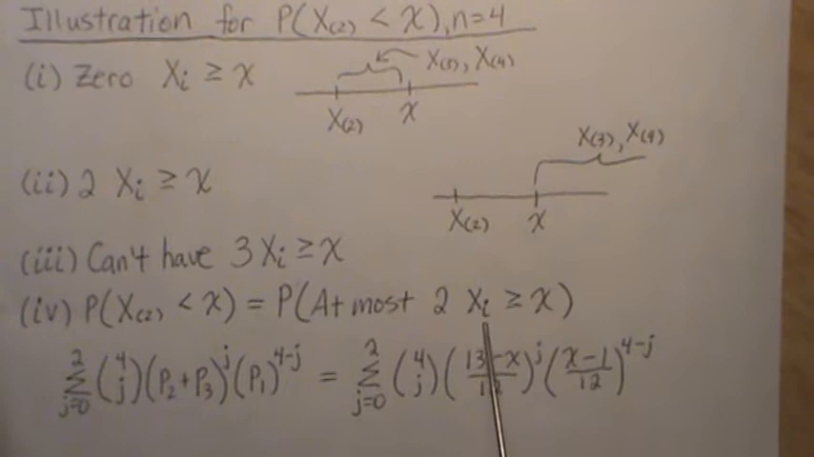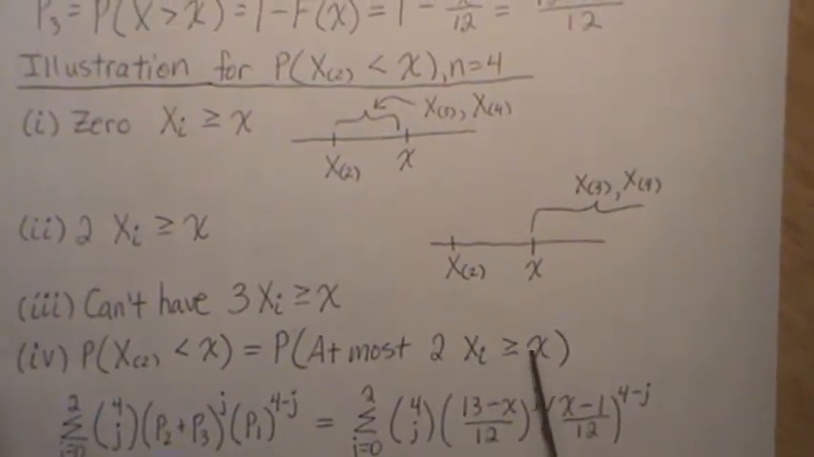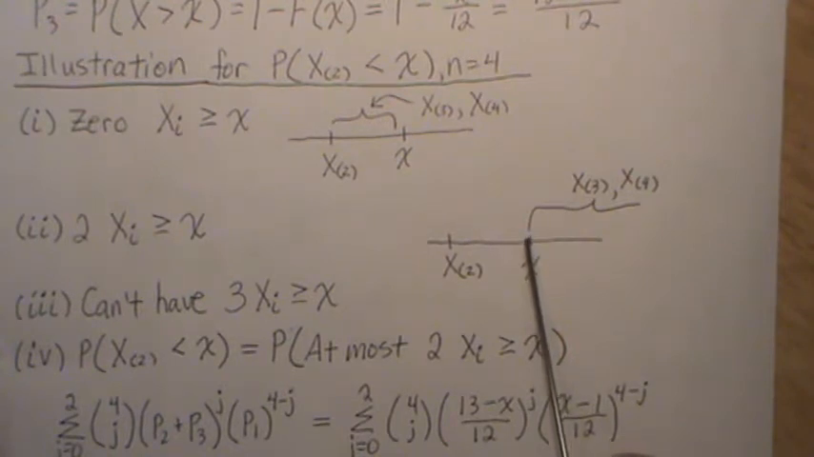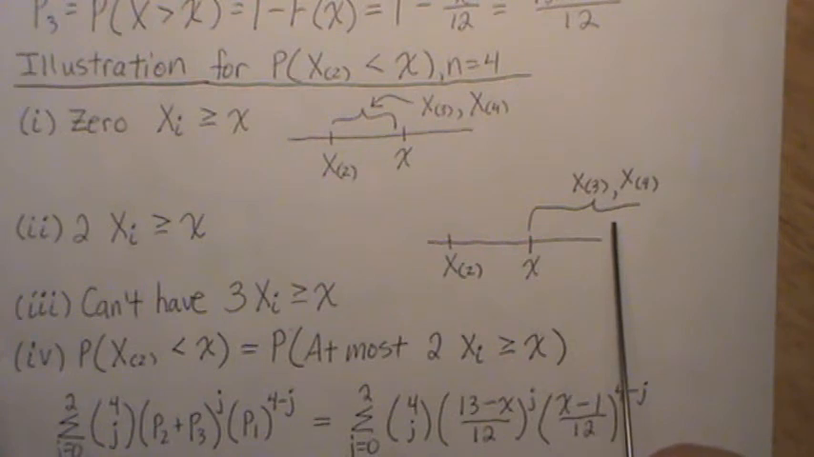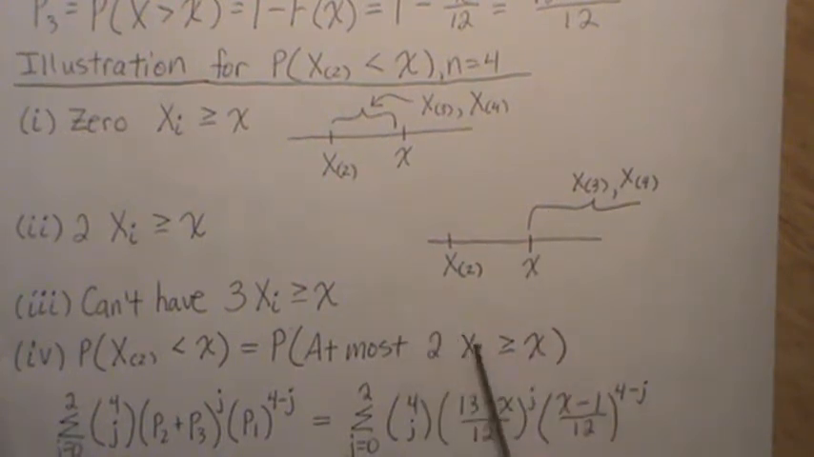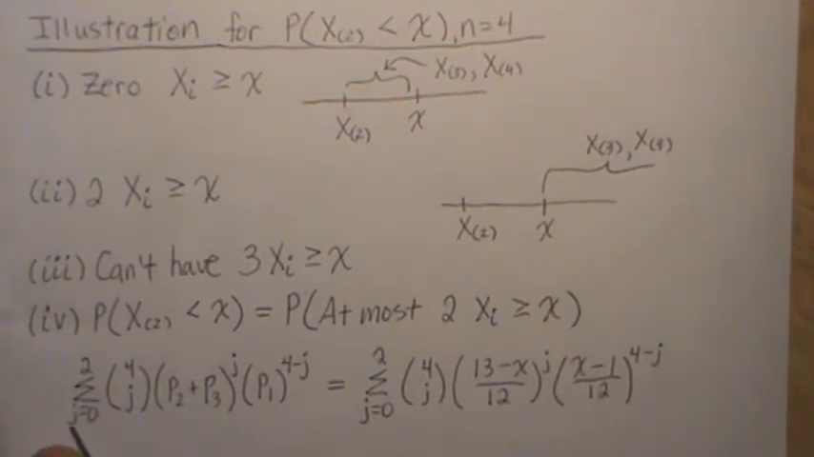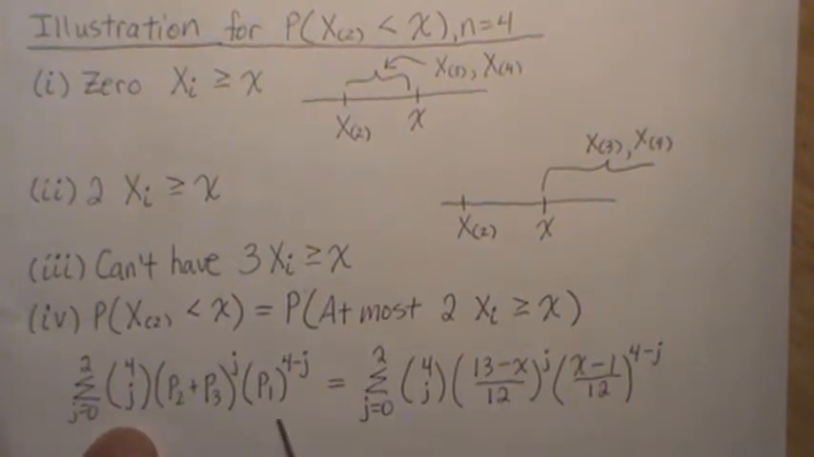The probability that xi is greater than or equal to x becomes a binomial. We're either on it or above it, that's one category, or below it. So each observation fits into this or it fits into that. So that's a binomial. So the probability that at most 2 is this: we sum from j equals 0 to 2, and this is a binomial probability.